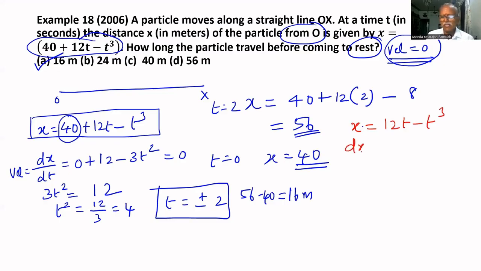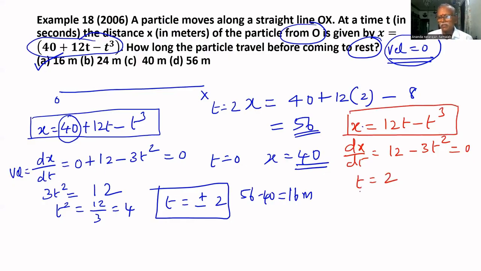Here, what is dx by dt? Equal to 12 minus 3t square. Therefore, equal to 0. It becomes rest means equal to 0. Therefore, t equal to 2. New equation is this. So, t equal to 2. If you substitute t equal to 2, what you will get? X equal to 12 multiplied by 2 minus t cube is 8. That is equal to 24 minus 8. That is equal to 16. We got 16. For this equation, 16 is correct.